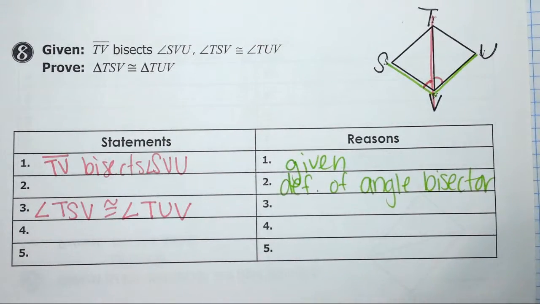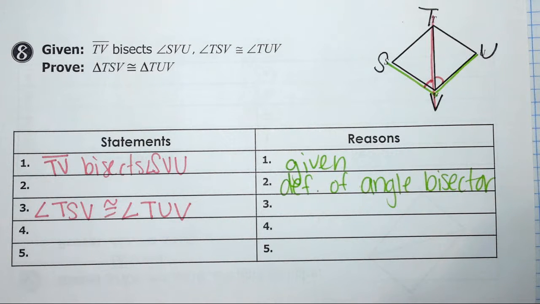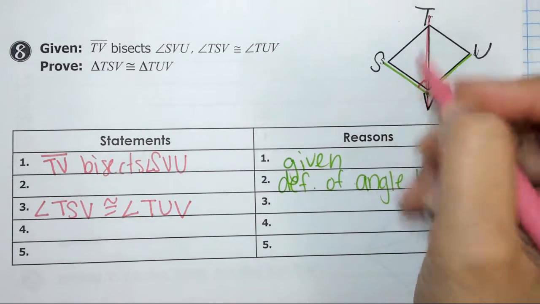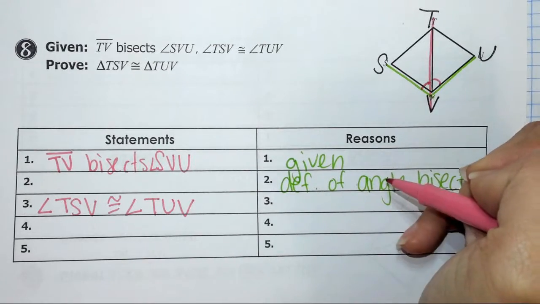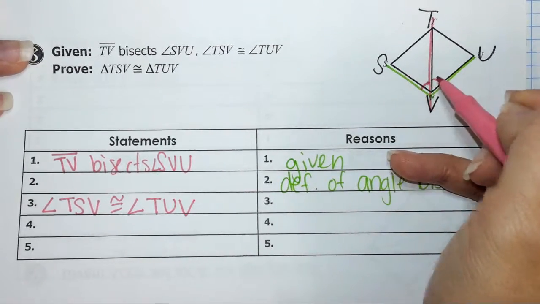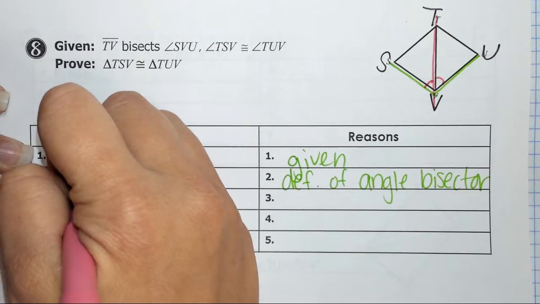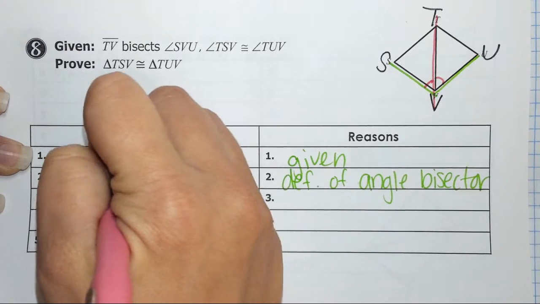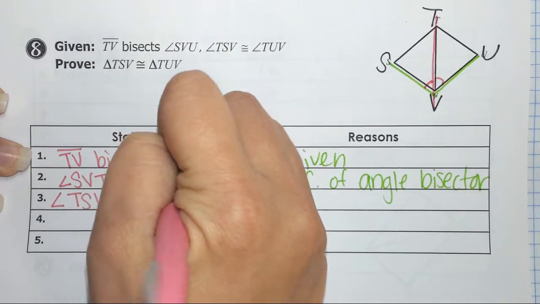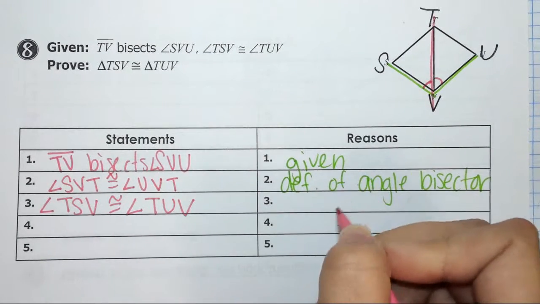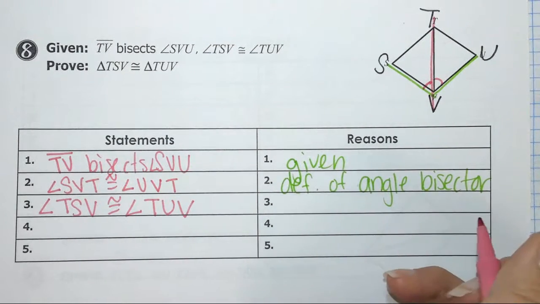So it created these two new angles right here. Does everybody see that? Yes. We're not done. Okay, so it cut this angle in half. We have two new angles. So it says that angle SVT is congruent to angle UVT by the definition of an angle bisector. Is everybody with me?